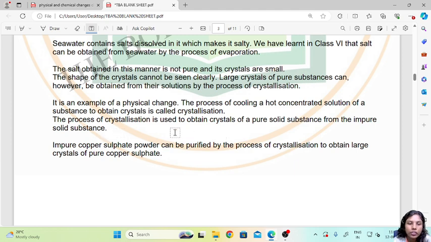The process of crystallization is used to obtain crystals of a pure solid substance from an impure solid substance. So in this we can even get pure crystals from impure crystals. Impure copper sulfate powder can be purified by the process of crystallization to obtain large crystals of pure copper sulfate. So this was one example of crystallization, how to get pure crystals from impure copper sulfate powder.